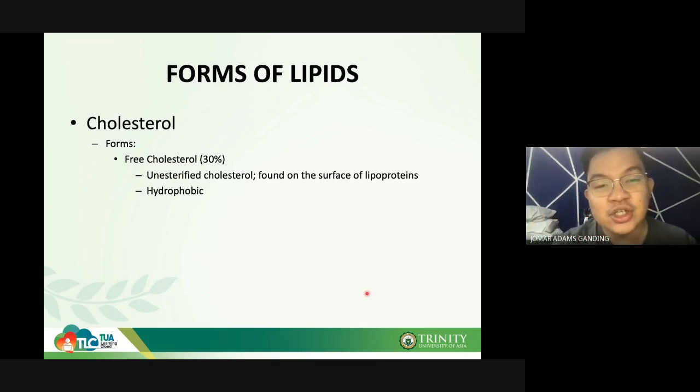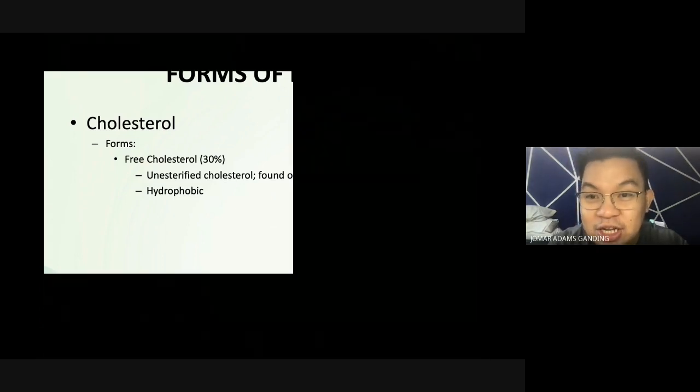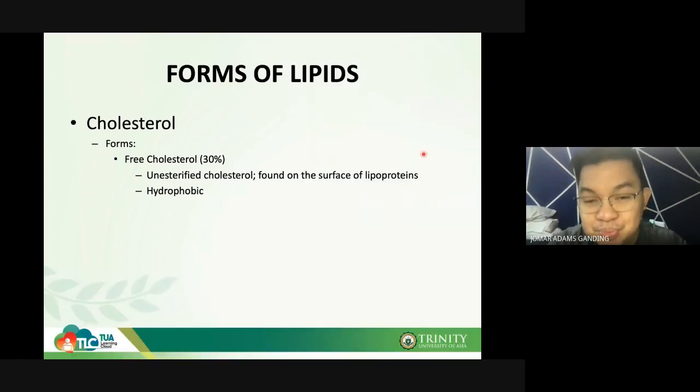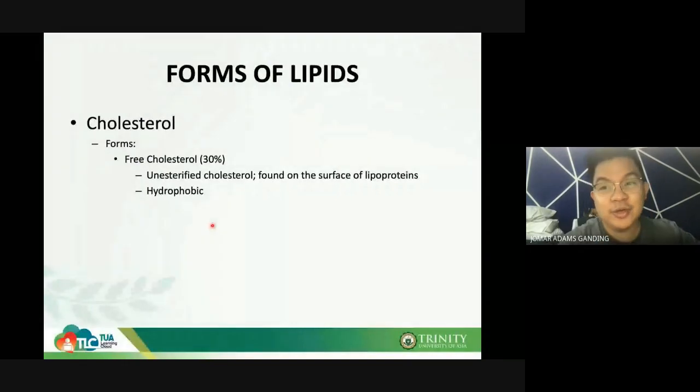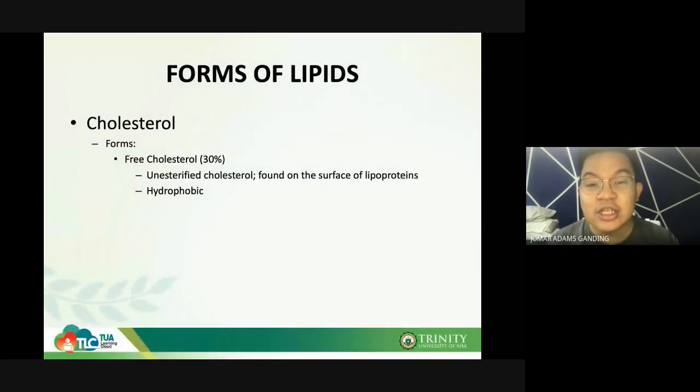These are usually found on the surface of your lipoprotein. Sir, bakit? Why are they found on the surface of your lipoprotein? Lipoproteins are the carrier molecule, correct? Your lipoprotein needs to carry your free cholesterol because they are hydrophobic. They cannot be transported in your body on their own. So, they need your lipoproteins to transport them all throughout your body.